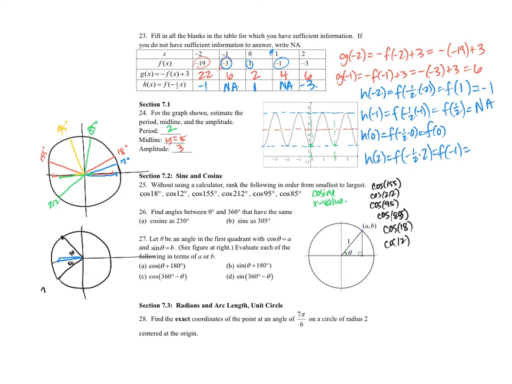So if this is 230, then this is going to be 180 minus 50, which is 130. 180 minus 50 is 130. So those two angles will have the same cosine value because they have the same x-coordinate. So 130 degrees is the answer here.